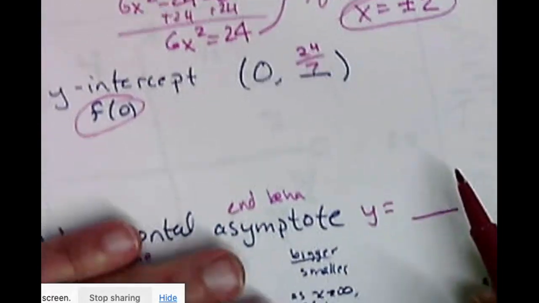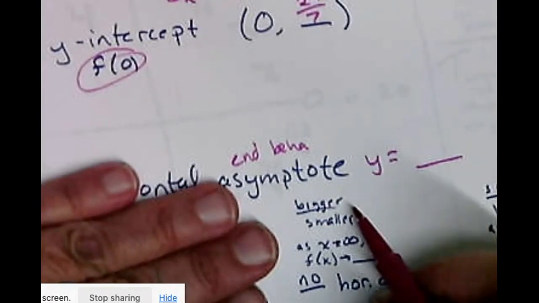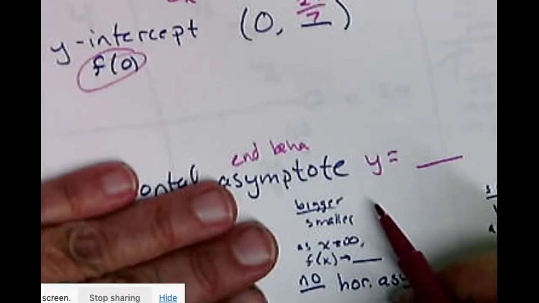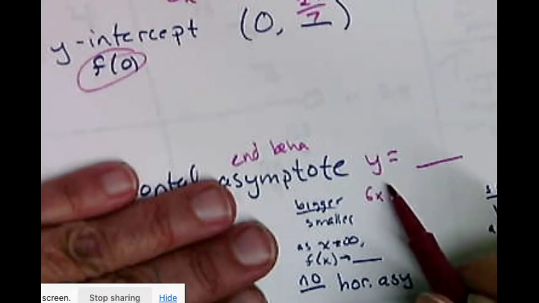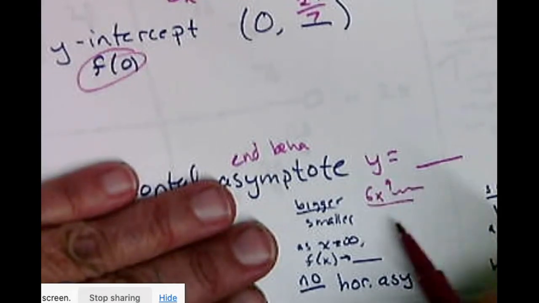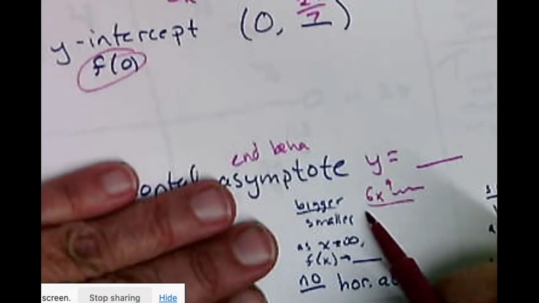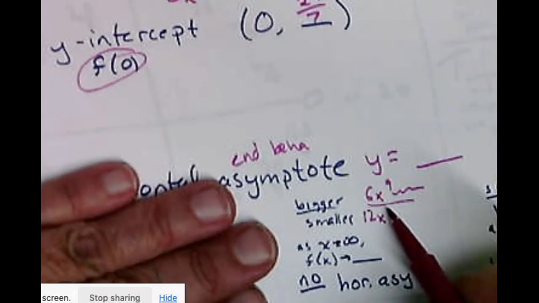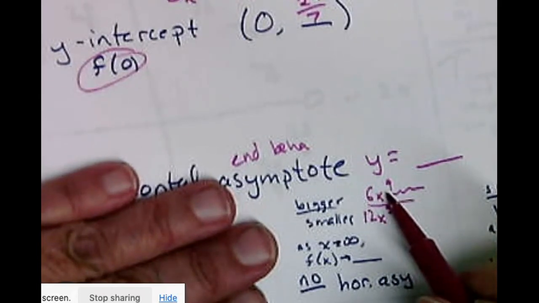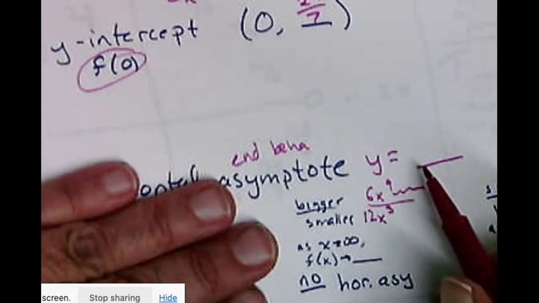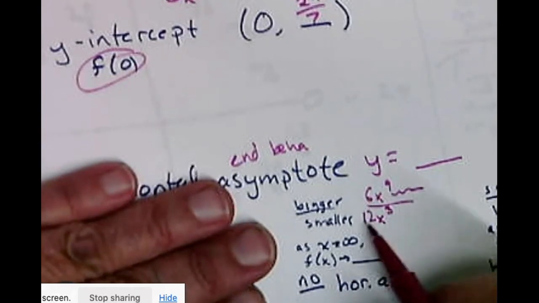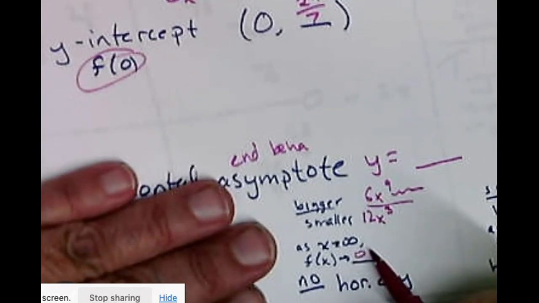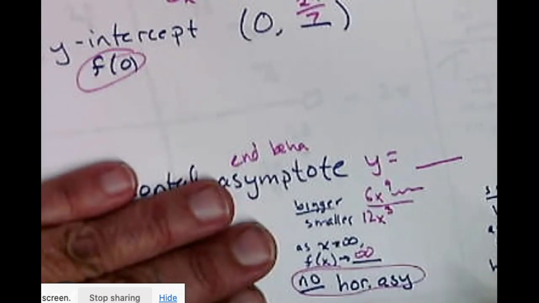Okay, now in other scenarios, if you had a higher degree on top and a smaller degree on the bottom, so let's say you had 6x to the power of 9 and a lot of other stuff, and 12x to the power of 3, you have this bigger growth on top. This x to the 9th is going to make this get bigger and bigger and bigger. So that means as x approaches infinity, f of x also approaches infinity. And there's no horizontal asymptote if that happens.